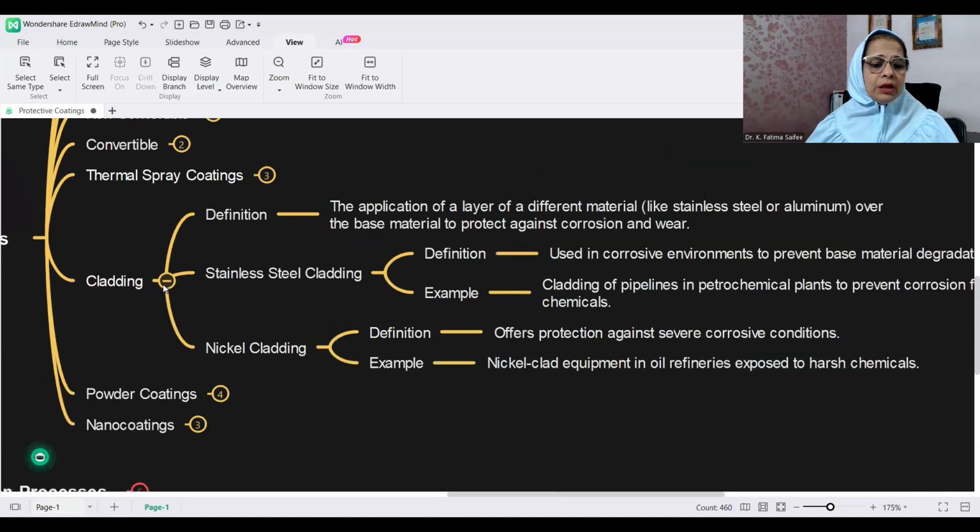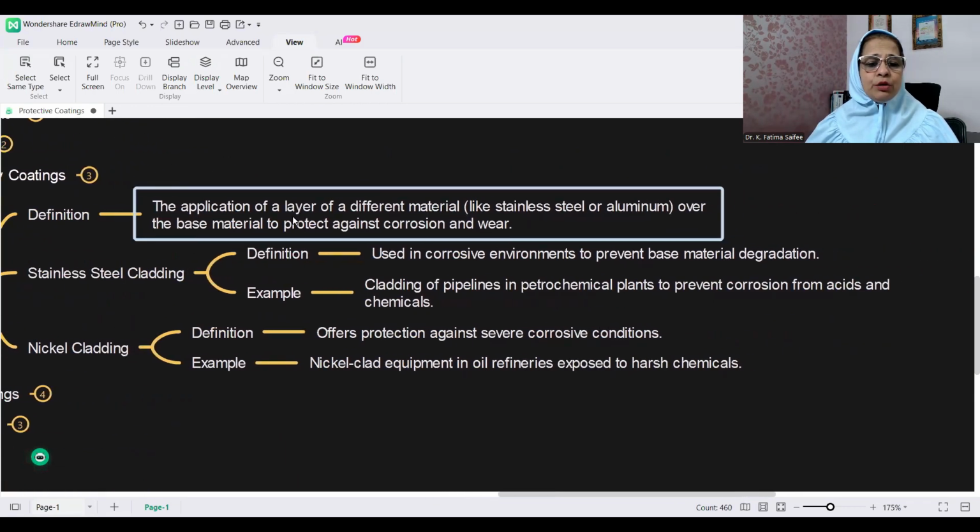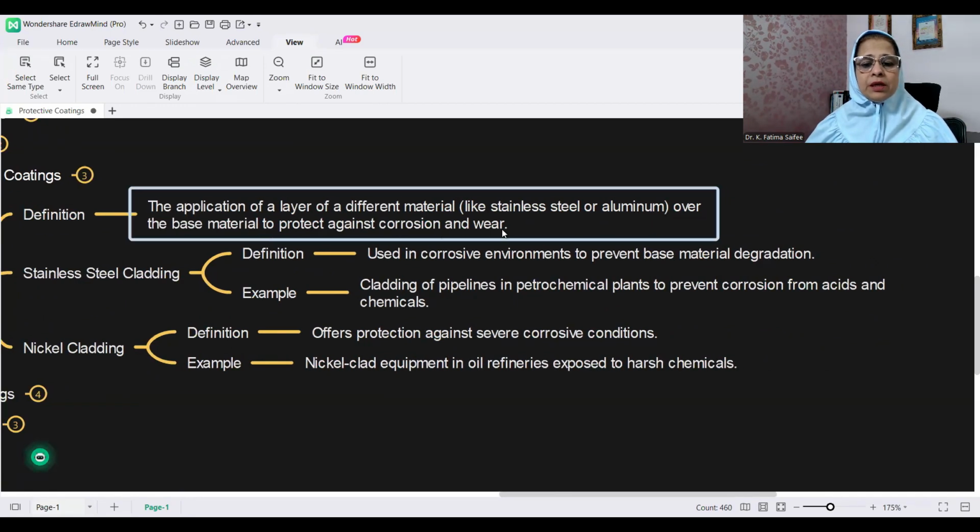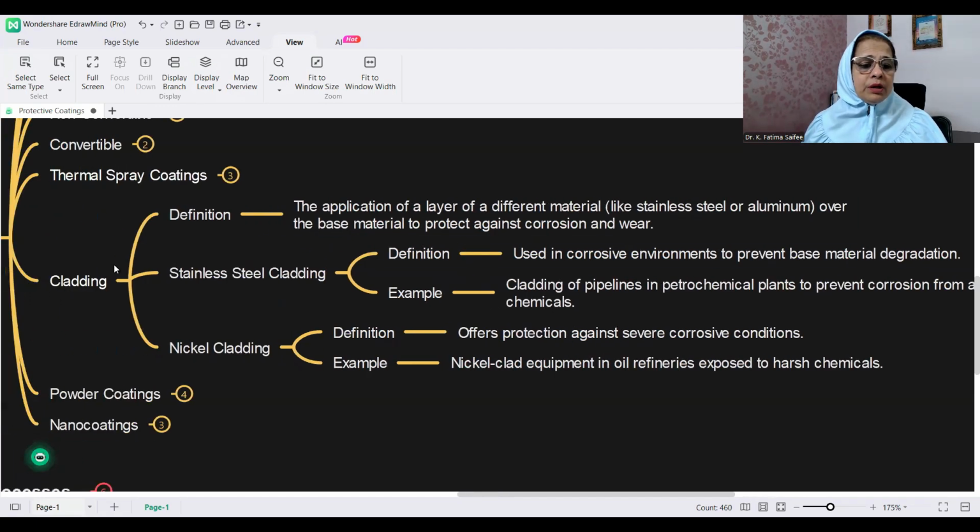Next, we will move on to cladding. What is cladding? The application of a layer of a different material like stainless steel or aluminum over the base material to protect against corrosion and wear. It means here we are giving a layer of stainless steel or aluminum on a base metal. In this way, that is called cladding. It means one metal is protected by another metal, but that protective metal is very, very strong.